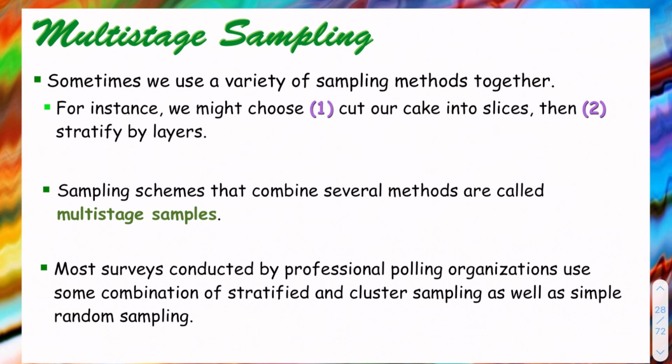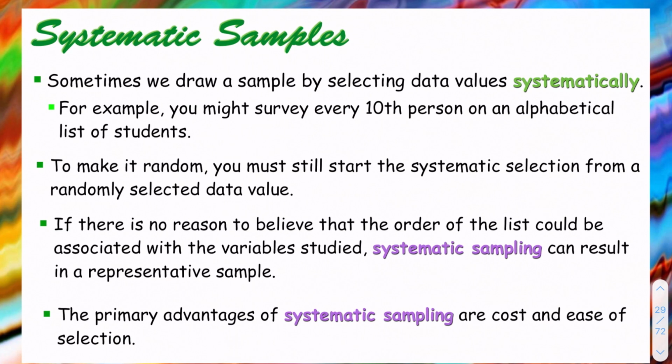With multi-stage sampling, sometimes we use a variety of sampling methods together. So for instance, we might choose 1, cut our cake into slices, and then 2, take those slices and stratify each layer. Sampling schemes that combine several methods are called multi-stage samples. Most surveys conducted by professional polling organizations use some combination of stratified and cluster sampling, as well as simple random sampling. So there's no one-size-fits-all or one method that we should use, although simple random sampling is the gold standard.